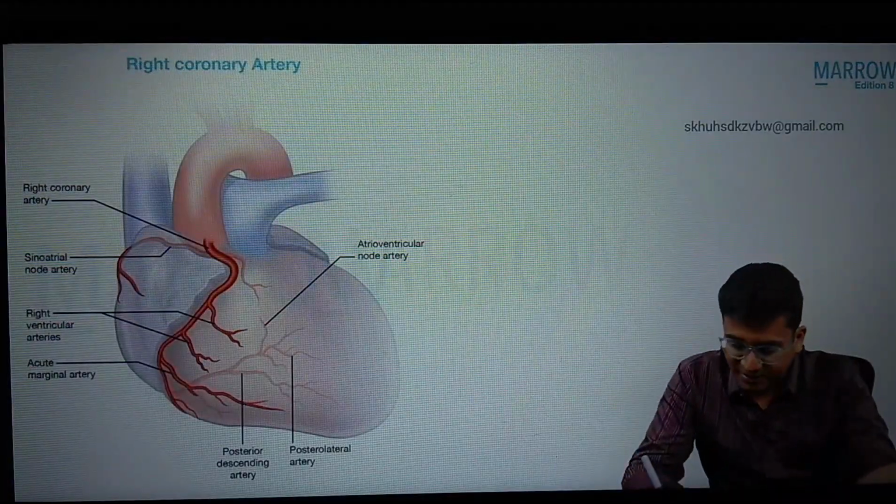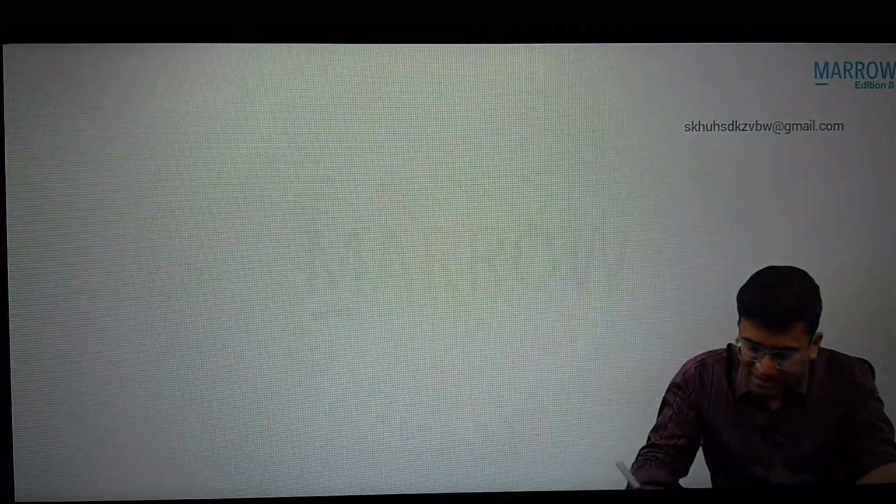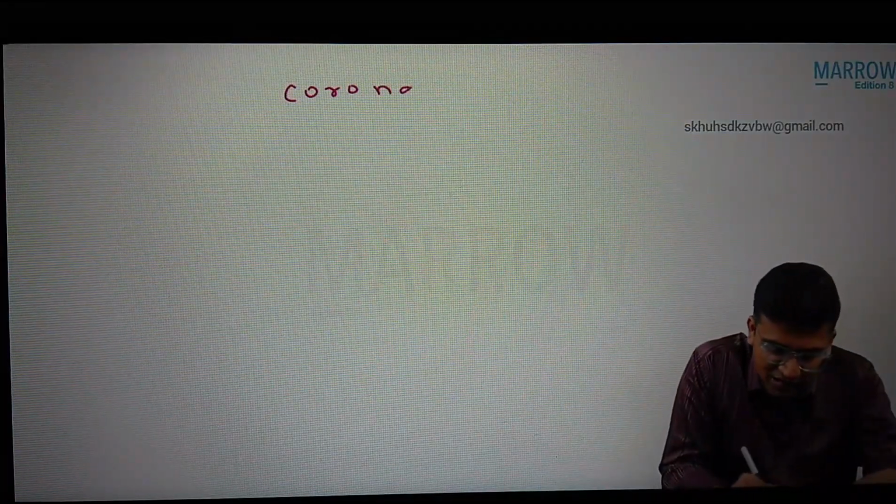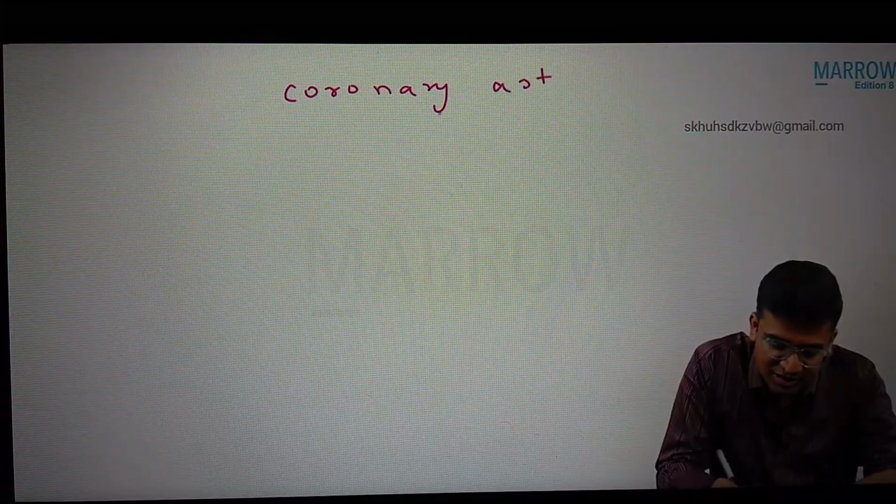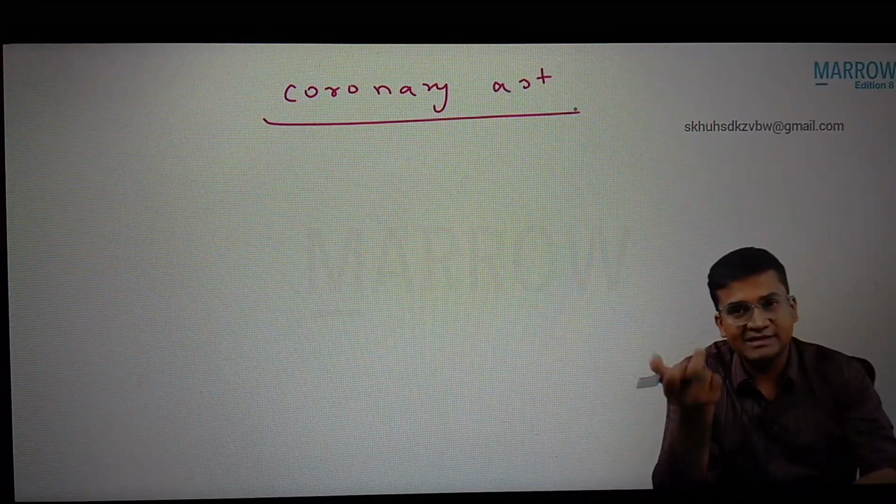Now we're going to start the blood supply of the heart. Blood supply means artery supply and the venous drainage. So first we discuss the artery supply. The heart is supplied by coronary arteries. Now the coronary arteries originate from the aortic sinus.